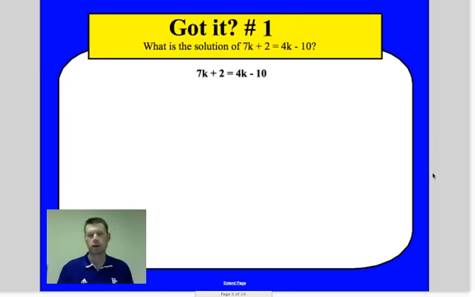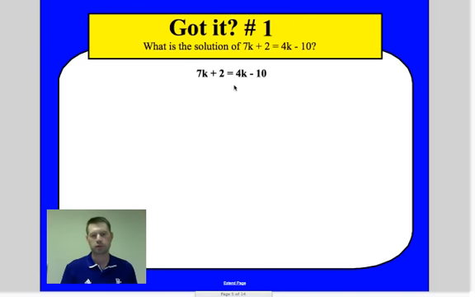Okay, so number one here, we're going to take a look at what is the solution of 7k plus 2 equals 4k minus 10. The first thing we talked about is to get like terms together. We want to clear decimals and fractions, and you'll notice that we don't have any of that right now. So we want to combine like terms. Well, on each side there are no like terms. We've got a 7k and a 2, a 4k and a 10. So now we get down to step 3, where we want to get the constants to one side and the variables to the other.